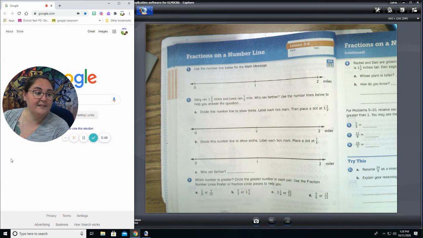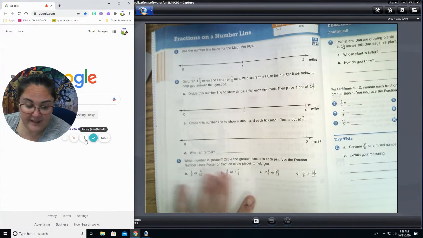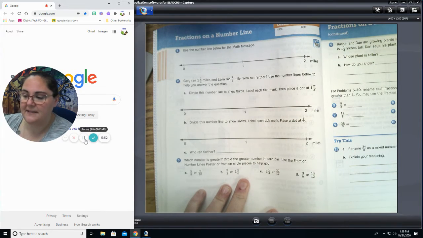Page 80. I'm going to give you guys just a second to get it open. All right, now that you're on page 80, here's how my assignment is going to work for the day.